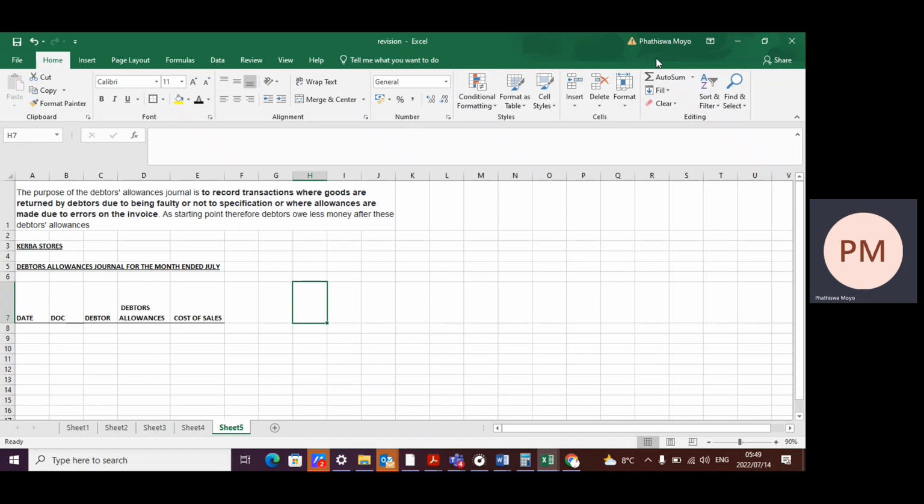So, guys, debtors' allowances. You remember in the debtors journal, we record all the goods we sold to our customers on credit using accounts. Now, when the customers are not happy with the goods we sold them, maybe they bought size 10 of a shoe at Mr. Price, and the person wanted size 8. So that is returned, going back to say, I want to exchange this shoe. And if you bought it on account, it's called a debtors allowances journal.